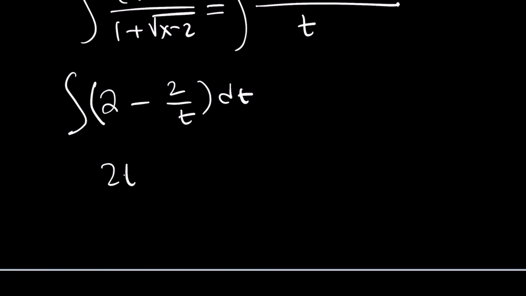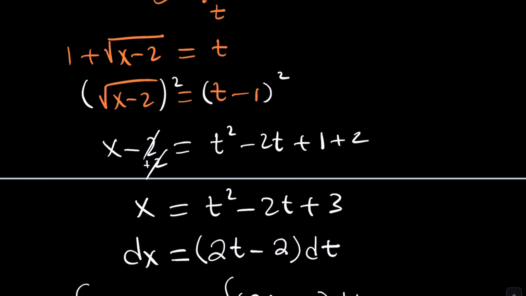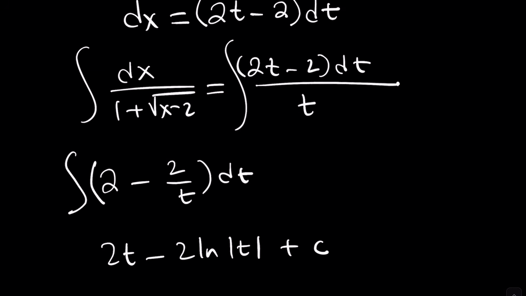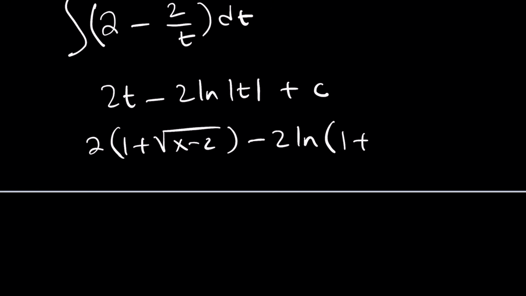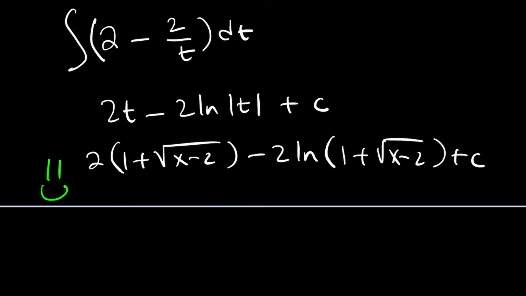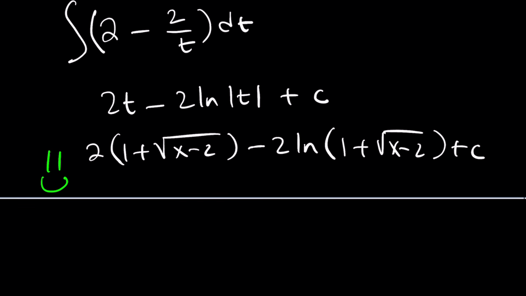This is going to be 2t minus 2 ln absolute value of t plus our constant again. But this time we had a different t, right? t was 1 plus the square root of x minus 2. So 2 times (1 plus the square root of x minus 2) minus 2 times ln. As before, we don't need absolute value. So we're going to go ahead and write it like this. And guess what? Those two results are exactly the same. And why would they be different, right? We're using different methods for the same problem, but we're getting this result.